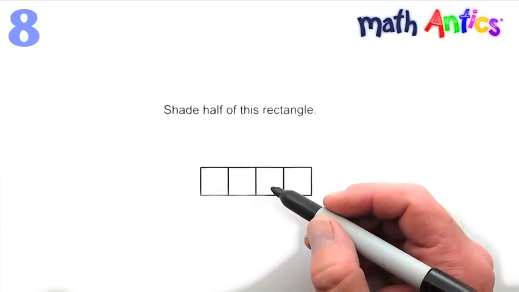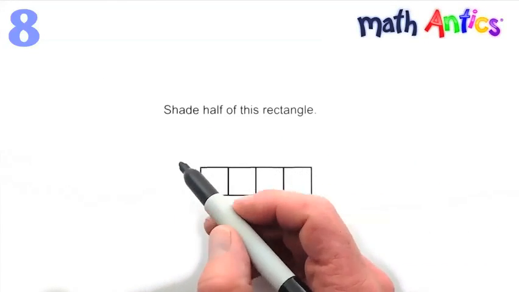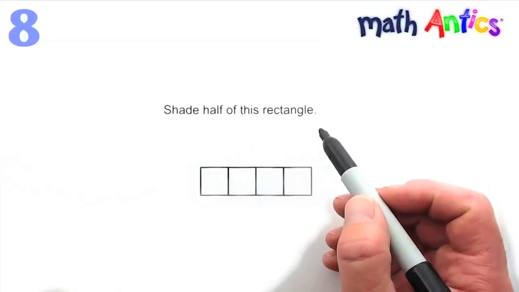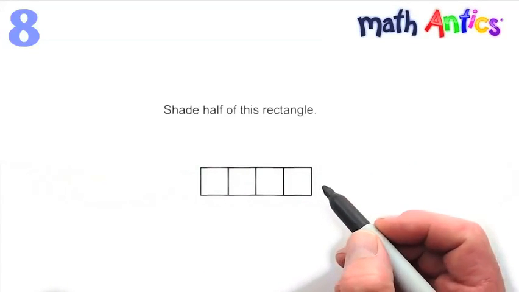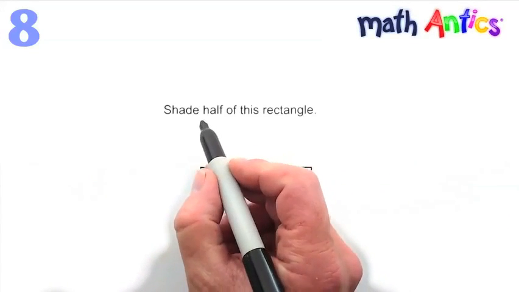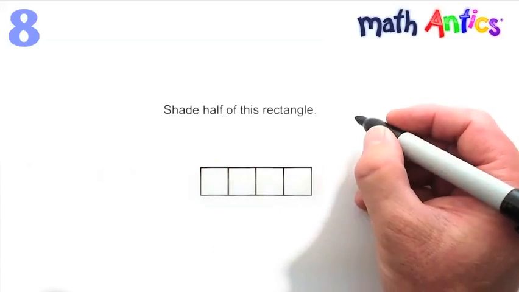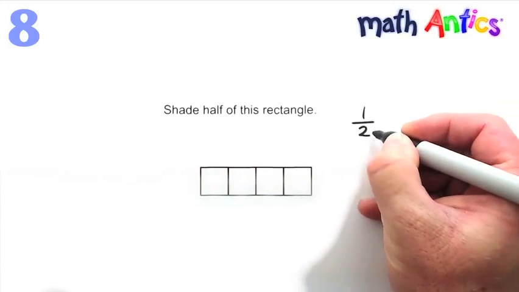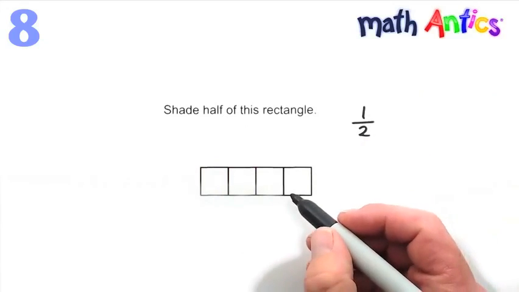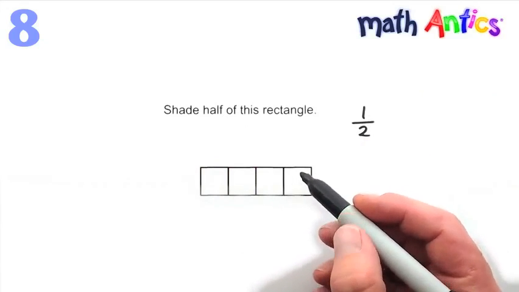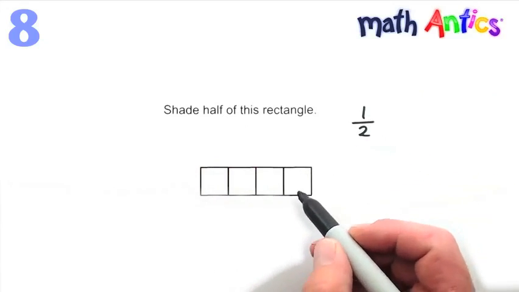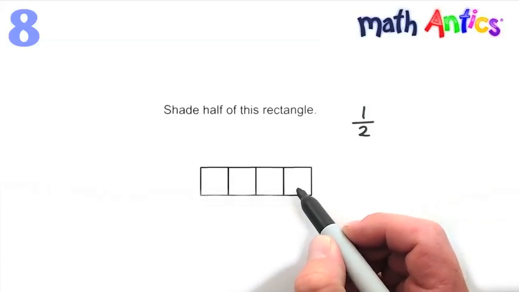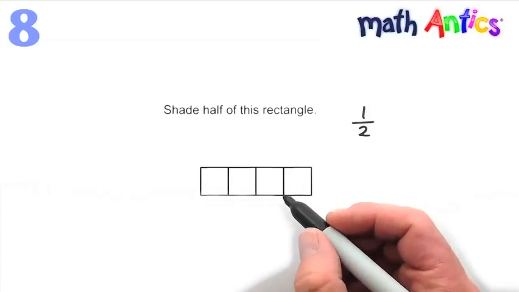And the last problem also asks us to do some shading. It says shade half of this rectangle. Here's the rectangle we need to shade, and half is a fraction. Half is just the fraction 1/2. But the interesting thing about this rectangle is that it's not divided into 2 parts. It's actually divided into 4 parts. So we need to figure that out.